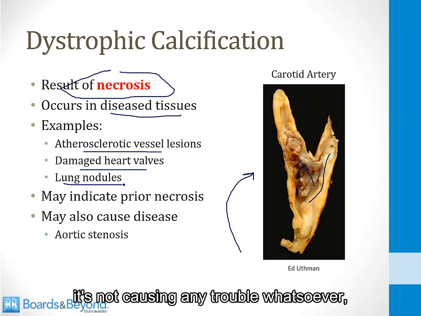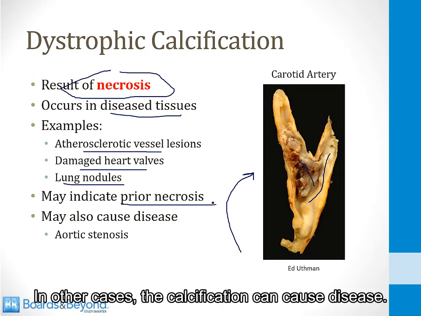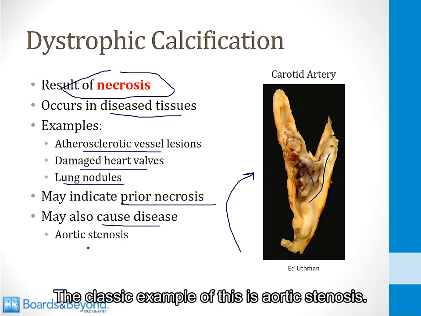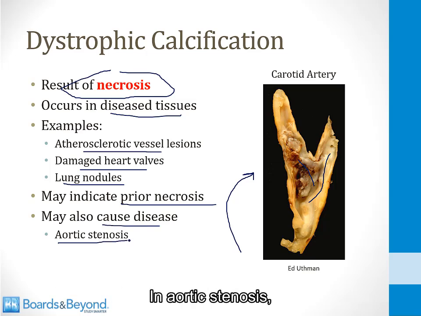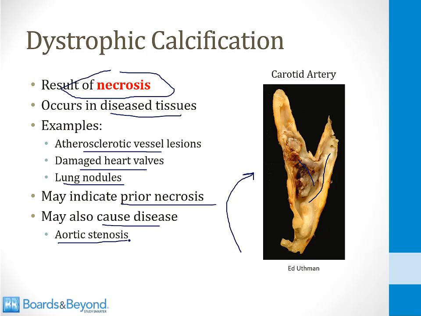Sometimes when you see calcification, it's not causing any trouble whatsoever. It's just a sign that there was previously necrosis in this region. In other cases, the calcification can cause disease. The classic example of this is aortic stenosis. In aortic stenosis, the aortic valve becomes damaged and calcium deposits on the valve. This makes the valve thick and difficult to open, and that leads to aortic stenosis caused by the dystrophic calcification and thickening of the valve.